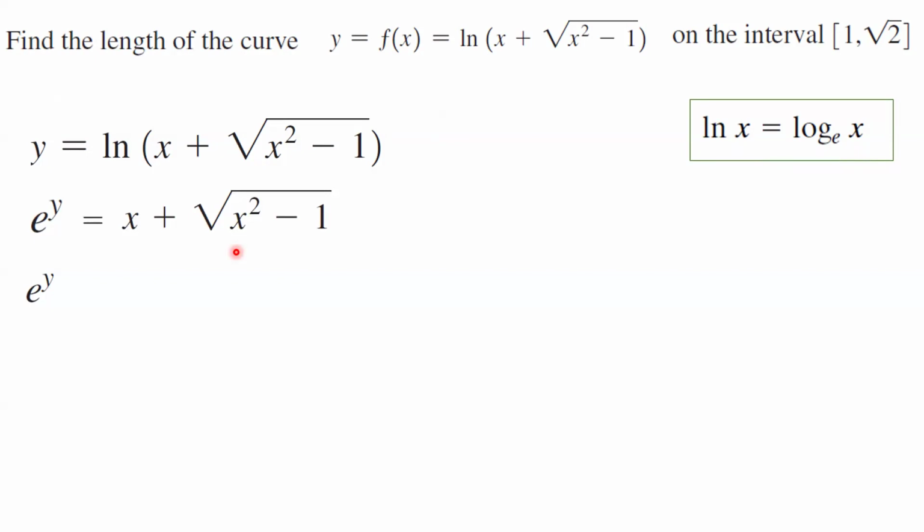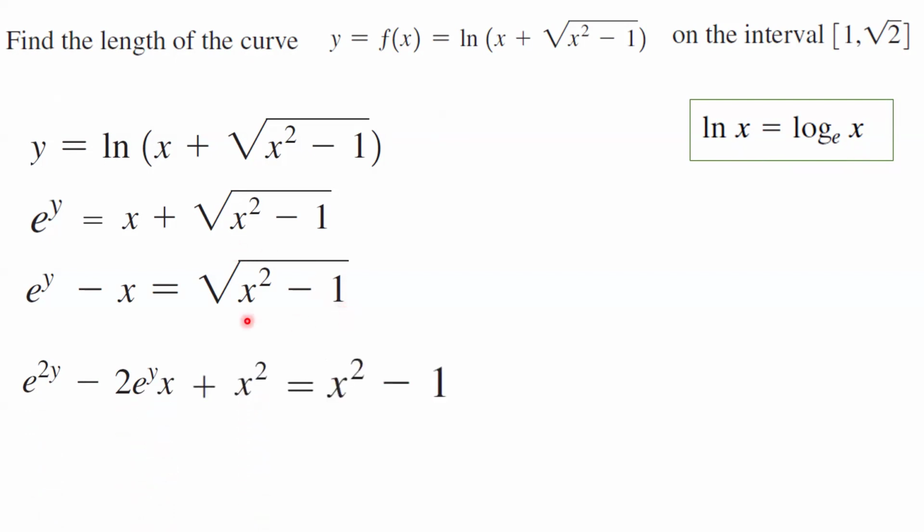We're going to bring everything to one side and somehow try to factor out x. e to power y minus x equals square root of x squared minus 1. e to power 2y minus 2e to power y times x plus x squared is equal to x squared minus 1. What we did, we raised both sides to the second power, and now, as you can see, x squared and x squared cancel out. So you get e to power 2y minus 2 e to power y times x is equal to negative 1.